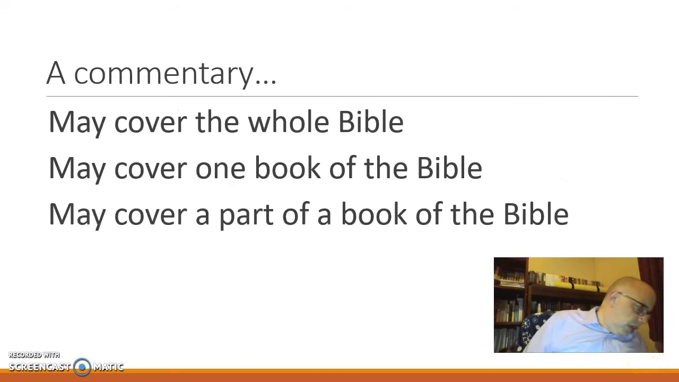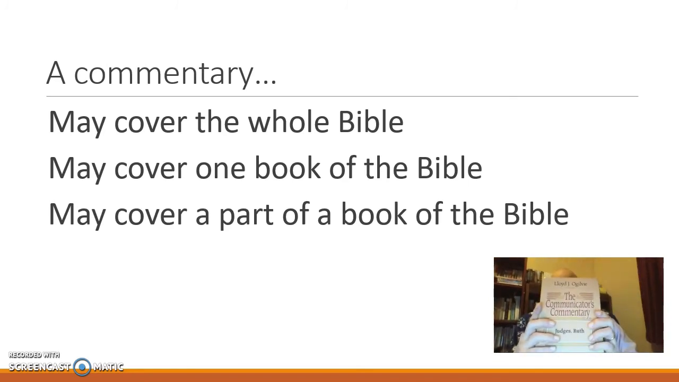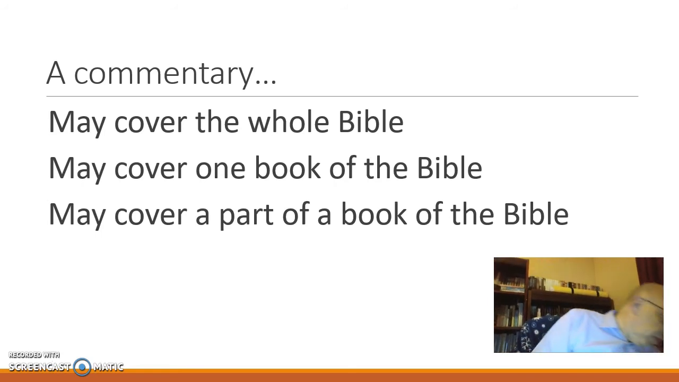Now, a commentary may cover the whole Bible. The NIV Application Commentary covers the whole Bible, but in, I don't know, 20 or 30 volumes. Some volumes are dedicated to one book, and some are dedicated to like 2 or 3 books. For example, the Communicator's Commentary. This one covers both Judges and Ruth, so it covers 2 books of the Bible.